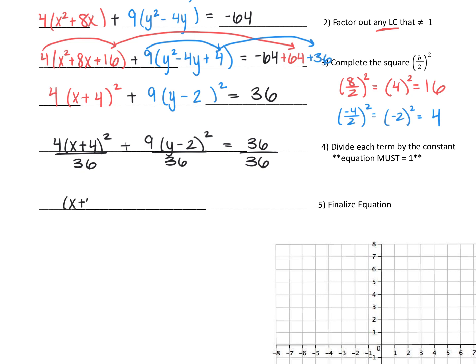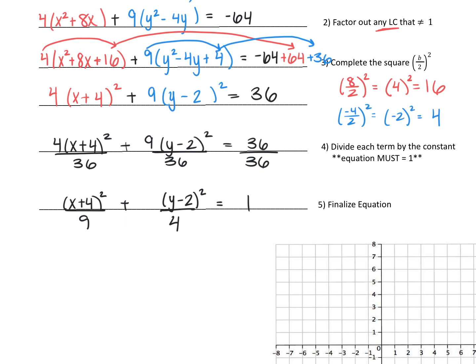So we have (x plus 4) squared over 9. Here we can divide the 9 and the 36. That'll give us 4, but the bigger number's on the bottom, so 4 goes on the bottom. And 36 divided by 36 gives us 1. So we're done. Here's my equation of an ellipse. How do I know it's an ellipse? Because there's a plus sign and it's equal to 1.